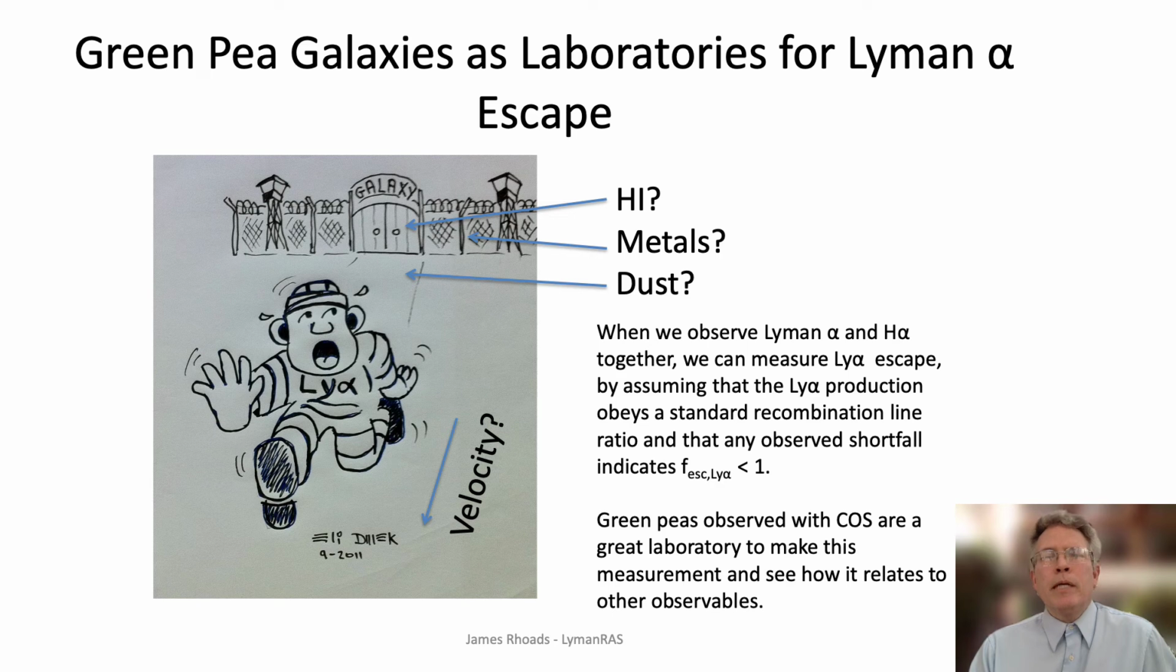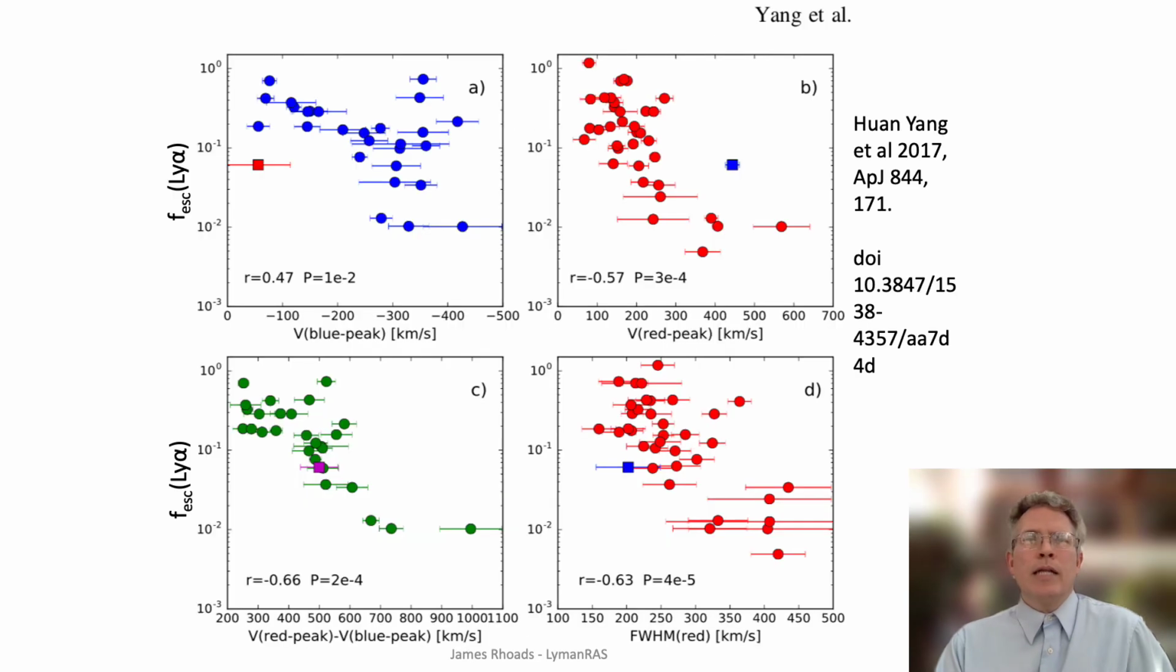And because green peas are close and bright, we can both measure those escape fractions and compare them with a number of other useful diagnostics. So Huan Yang did that in some detail in 2017. And the next 3 plots I have, next 3 slides, are basically summarizing the results of that work.